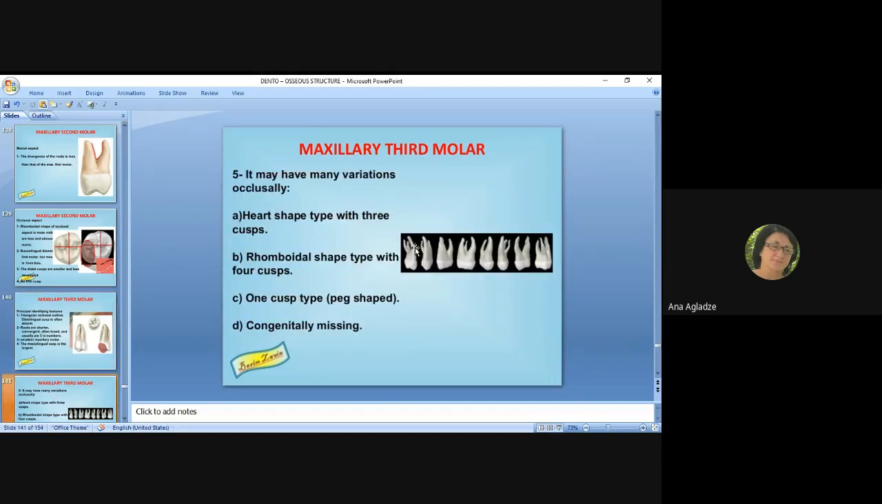And you can see the occlusal variations. It may be heart shaped, it may be rhomboidal, it may have a one cusp type or two cusps when the cusps are fused. There are a lot of variations of this maxillary third molar.